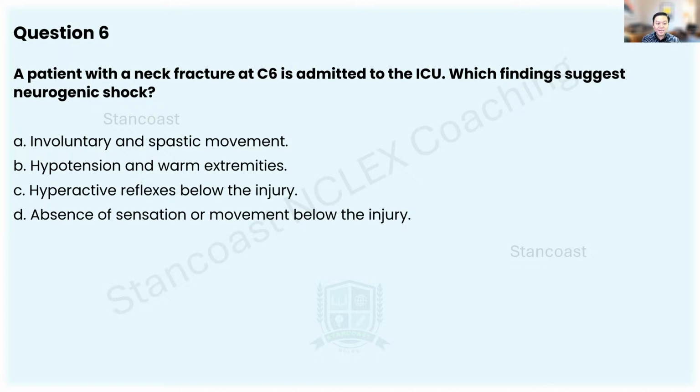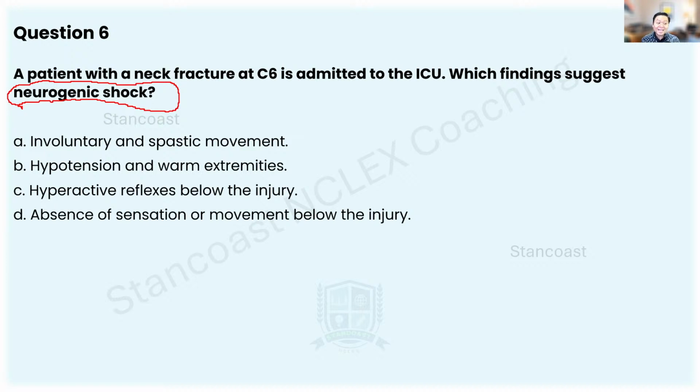A patient with a neck fracture at C6 is admitted to the ICU. Which findings suggest neurogenic shock? Will that be A, B, C, or D? Our clue right here is the neurogenic shock. All right, let me try to eliminate things. Let's have letter D first. What's in letter D? Absence of sensation or movement below the injury.